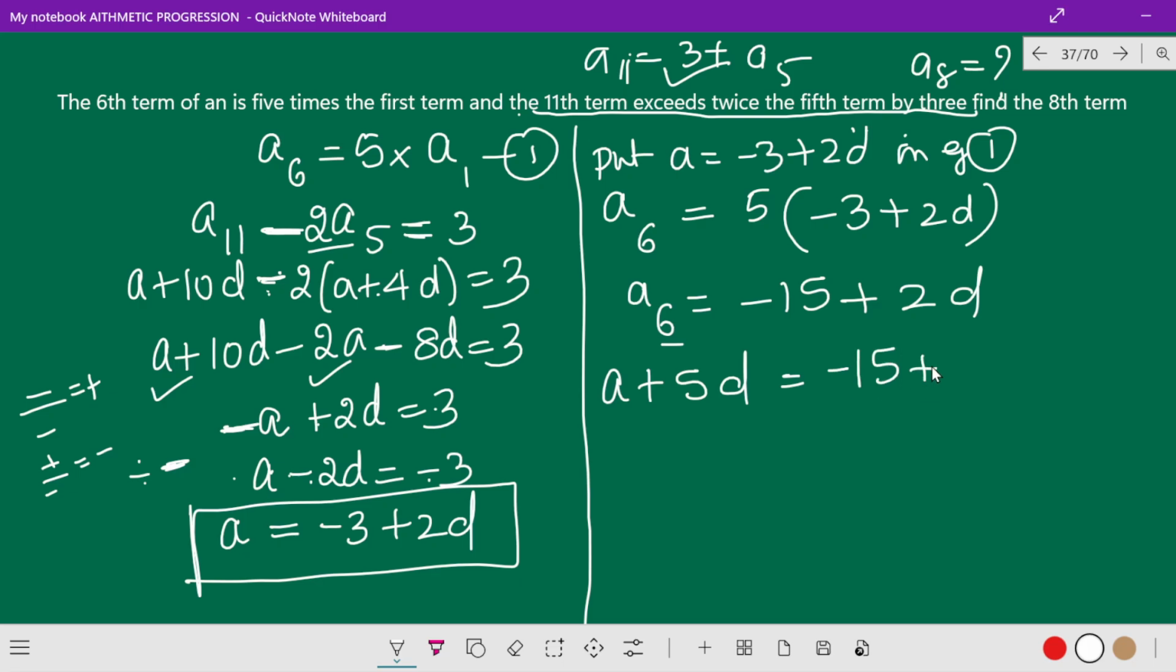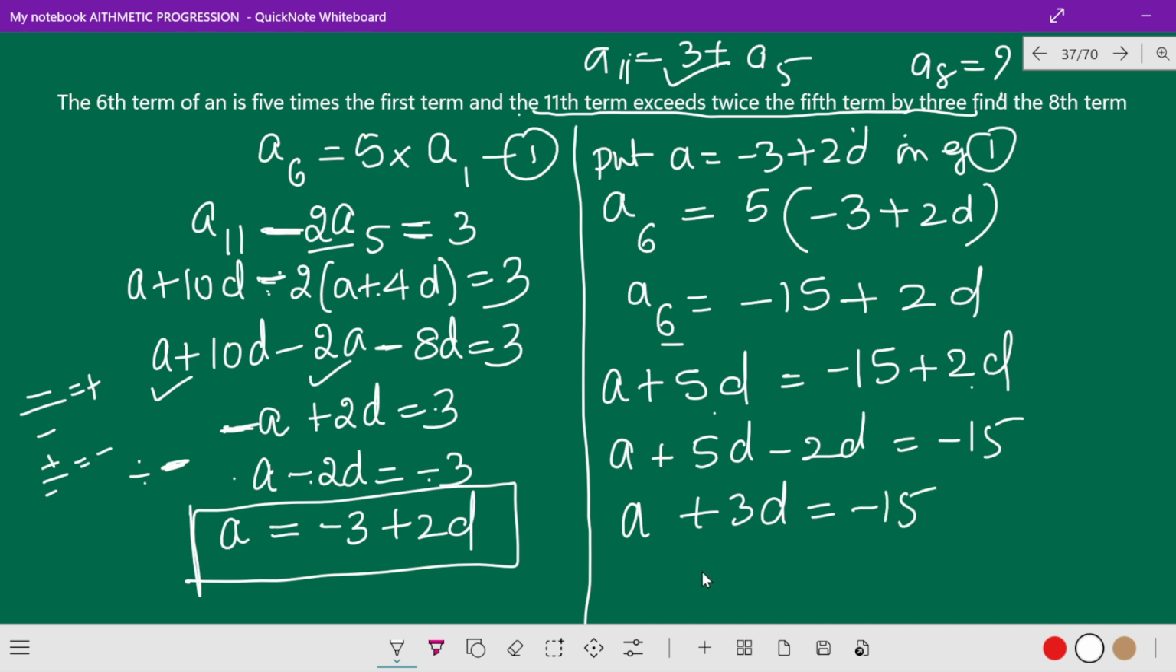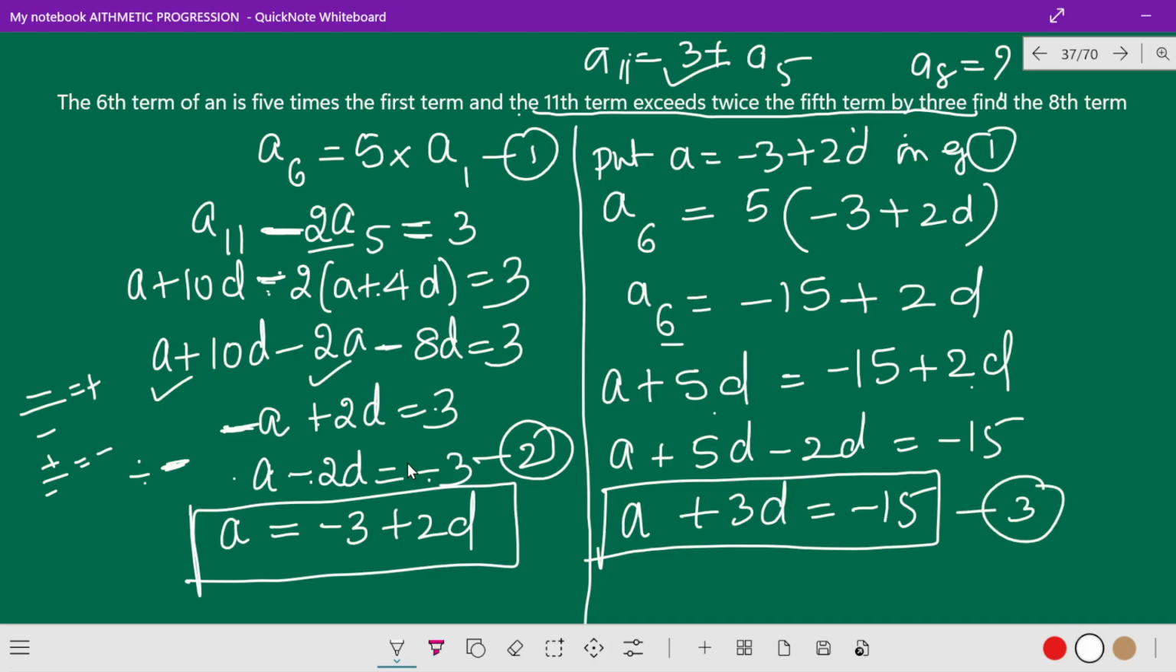So a plus 5d is equal to minus 15 plus 2d. Now bring the 2d across: a plus 5d minus 2d is equal to minus 15. So we get the equation a plus 3d is equal to minus 15. You can take this equation and name it 2, and name the other one 3. You can solve 2 and 3, and we will get the values of a and d.